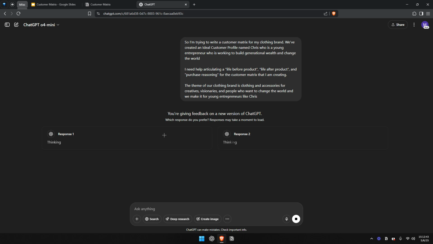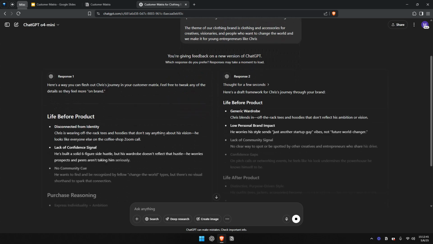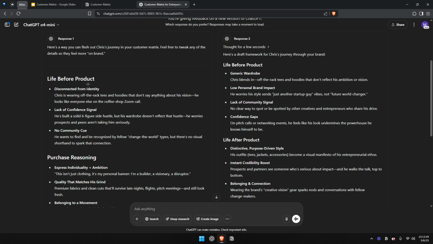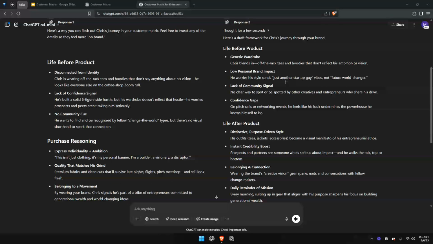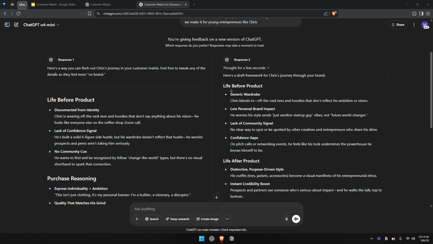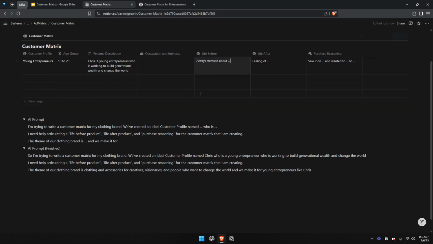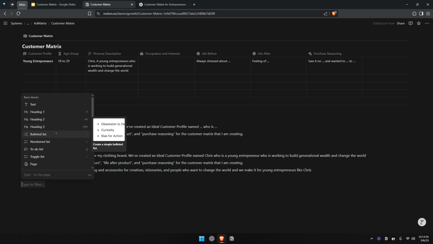It's going to give us 2 different responses. Let's see which one's better. Okay, so I read through real quick, and both of these responses are really good. So what I'm going to do is combine them, because they're both really good. So for the life before product, we're going to fill this in. I would fill it in here, but it's going to be a little bit of a headache, so I'll just write it down under.